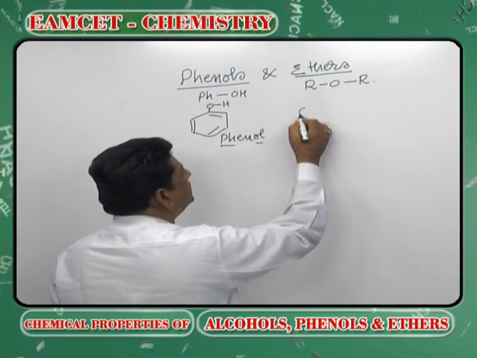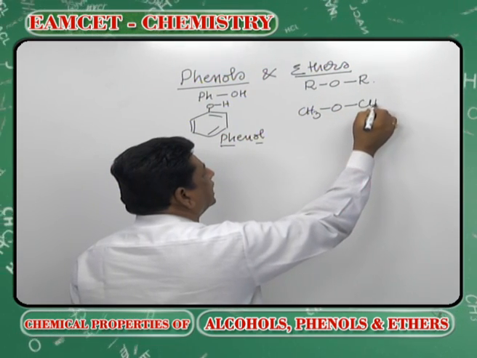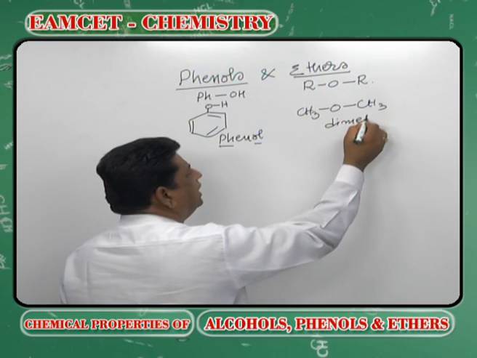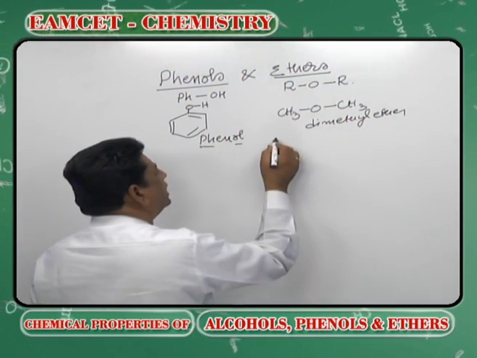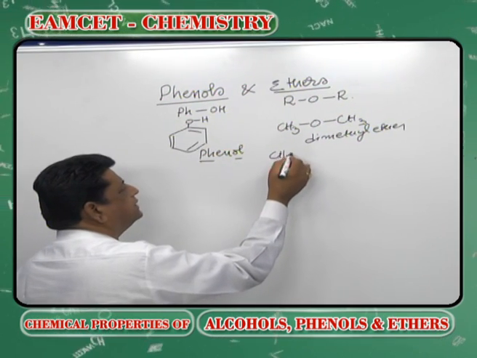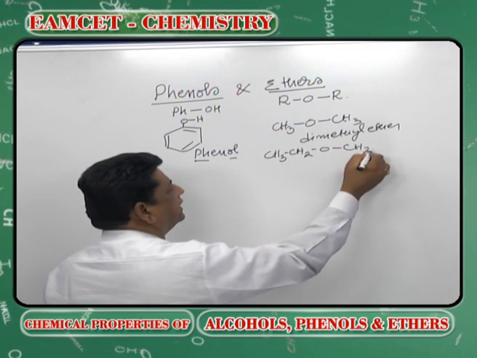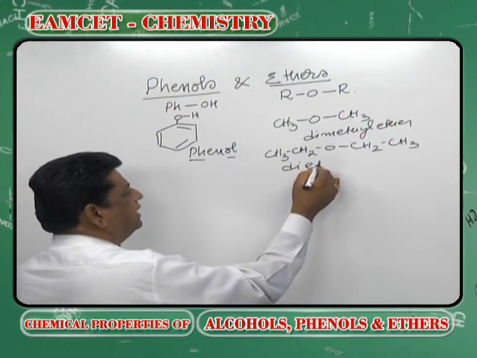Ethers: the simplest ether is a methyl plus O plus another methyl. This is called dimethyl ether. And a little bigger one, CH3, CH2, O, CH2, CH3, is called diethyl ether.